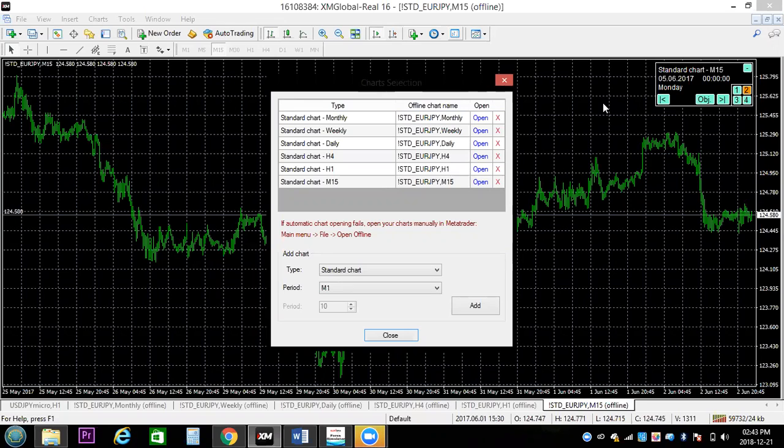Today we'll be doing a Forex simulation on EJ, Euro JPY. Same thing as last time: basic zone to zone trading, support and resistance, as well as Fibonacci. Okay, let's get started.